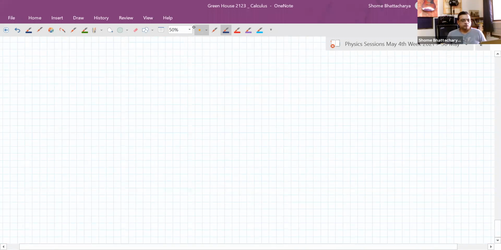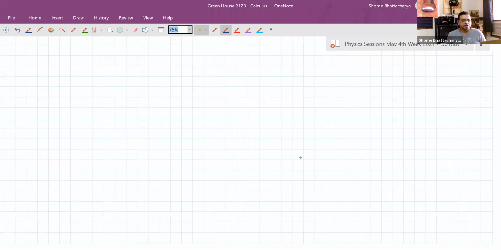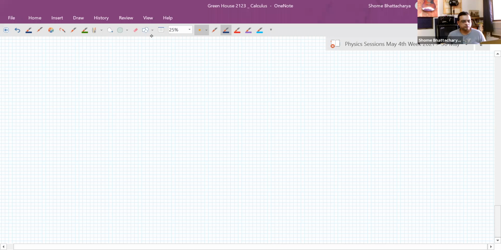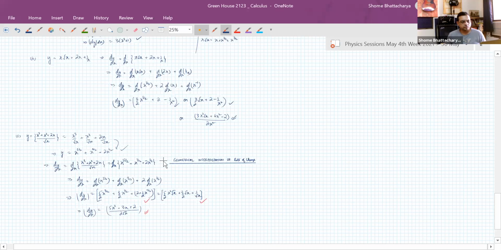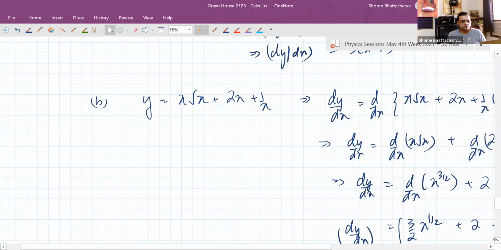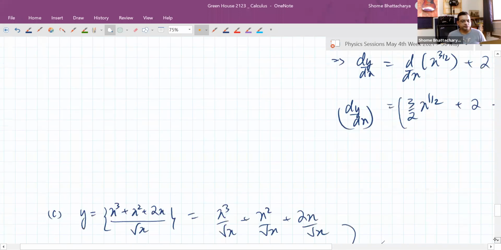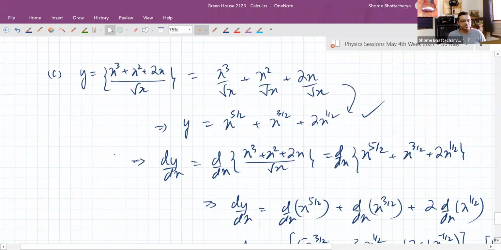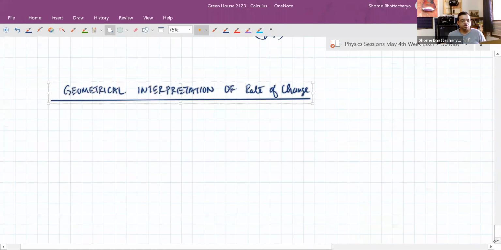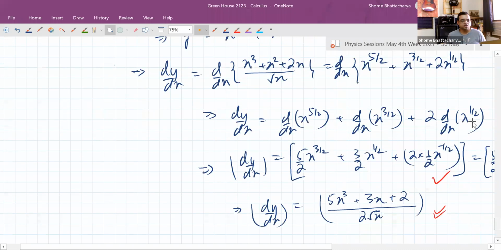Okay, so now coming back to that geometrical interpretation, let's look at that quickly. Given the graph of a function, what is the difference between average rate of change and instantaneous rate of change, in terms of the graph? Let's discuss that next.